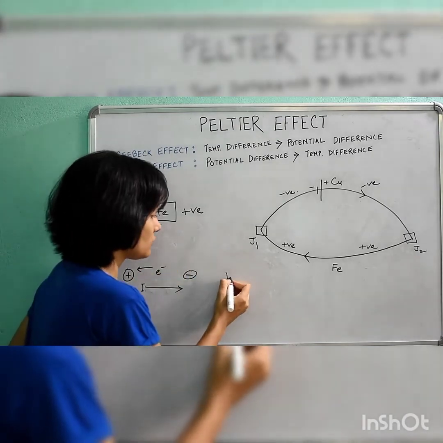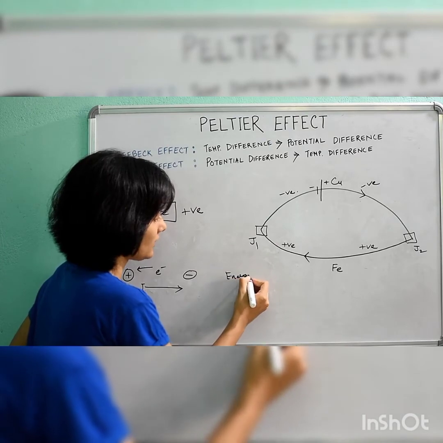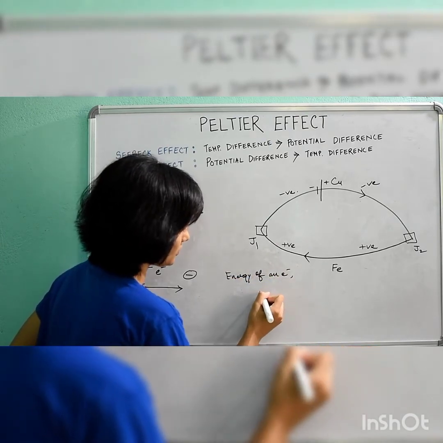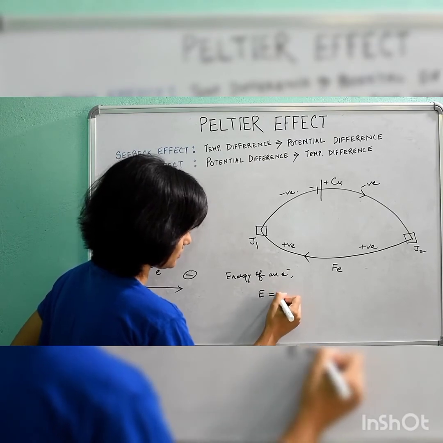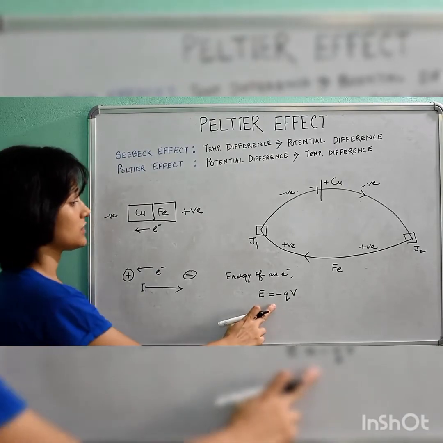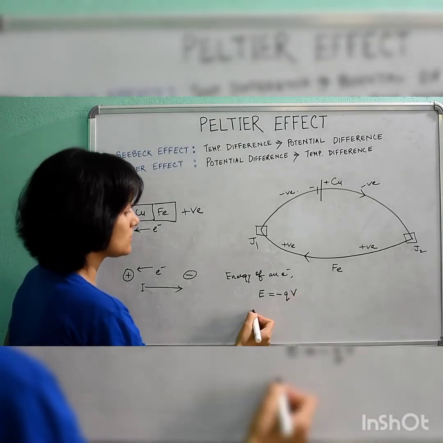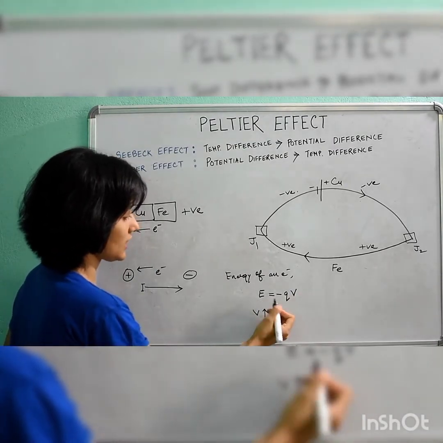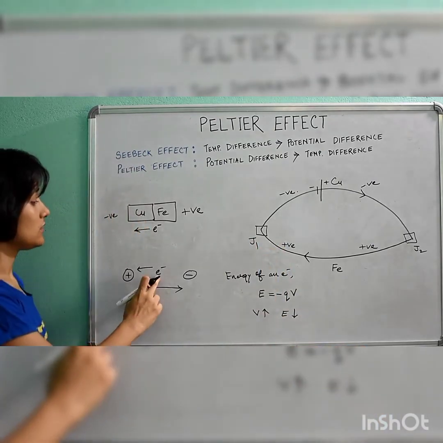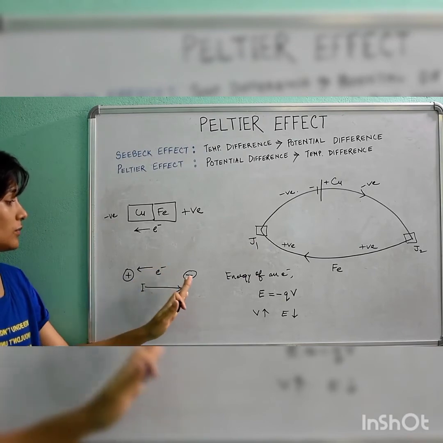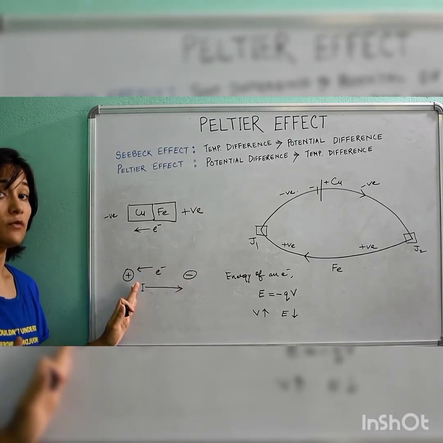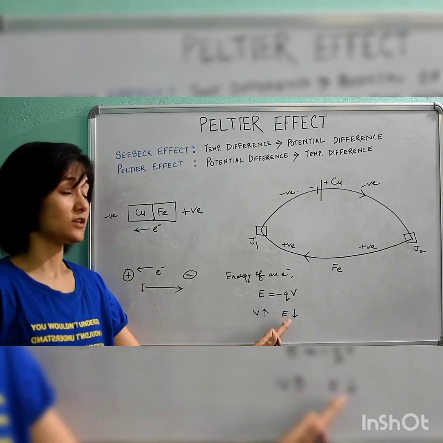We also know that the energy of an electron is denoted by E = -QV. From this equation, it is obvious that when potential increases, energy decreases. So when the electrons are traveling from a lower to a higher potential, the potential is increasing, and so the energy has to decrease.